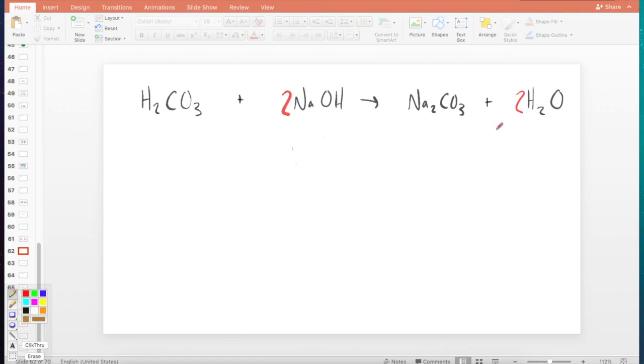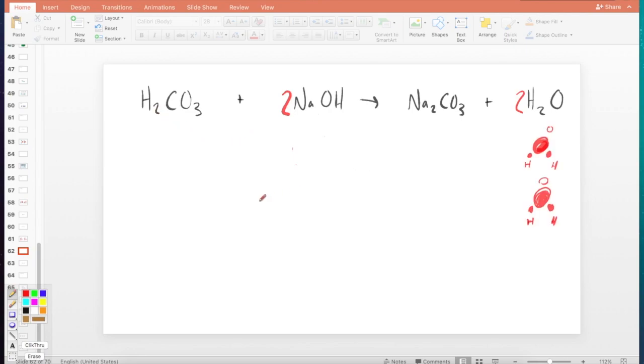Now let's check oxygens. I have 1, 2, 3, 4, 5 oxygens on the left. On the product side, I have 1, 2, 3, 4, 5 oxygens. Yay! This is perfectly balanced. This is a balanced chemical equation. You should always go back and check your work, count up every atom that you have on the left side, make sure it equals the number of elements and atoms that you have on the right side.